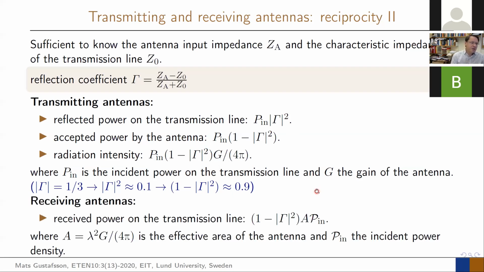And if we have a receiving antenna, exactly the same thing. We get the same loss of power here, 1 minus reflection coefficient squared. And here we have to use the effective area and the incident power density. And then we get the received power on the transmission line, which the electronics then afterwards should take care of. And we only in this course care about this interface to the transmission line. What's happening with amplifiers, yeah, that you can do in other courses.